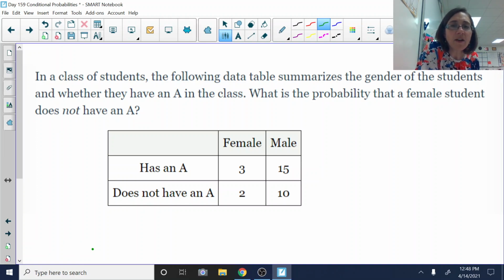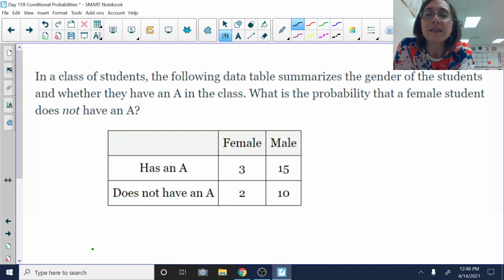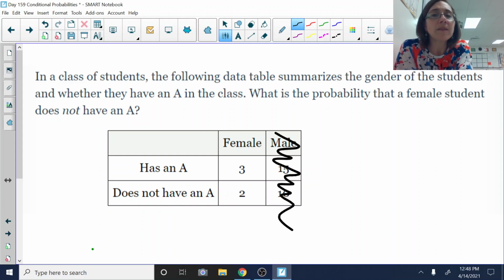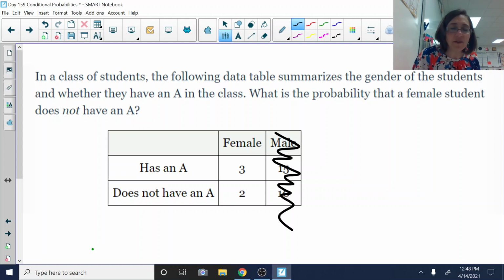In a class of students, the following data table summarizes the gender of the students and whether they have an A in the class. So again, two questions. Are you a boy or a girl? And do you have an A or not? Well, what is the probability that the female student does not have an A? So I want to know the likelihood that a female student, so I only want to look at the girls here. So what that means is I don't care about these guys. Sorry, guys.